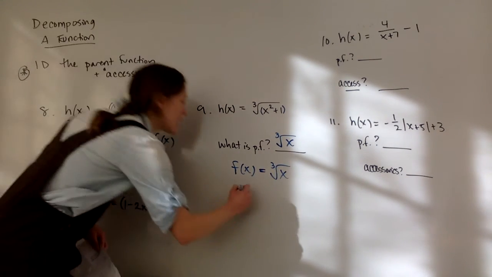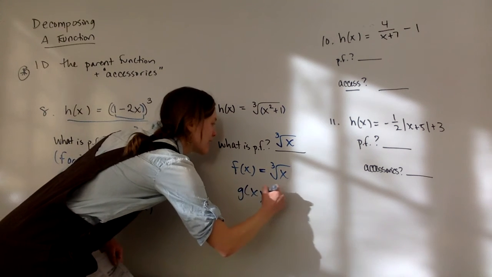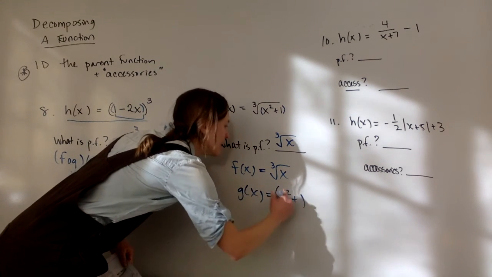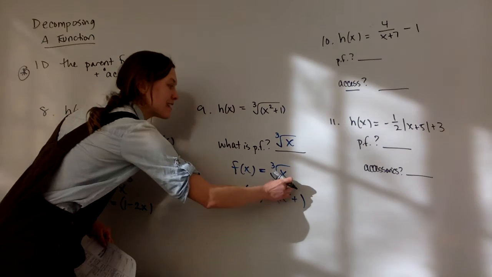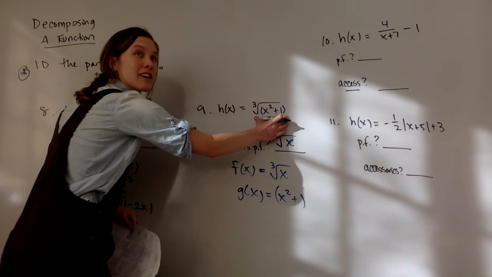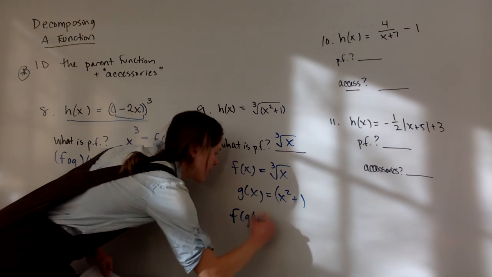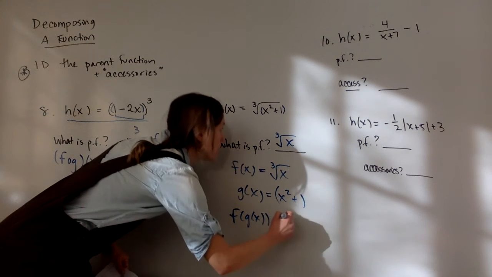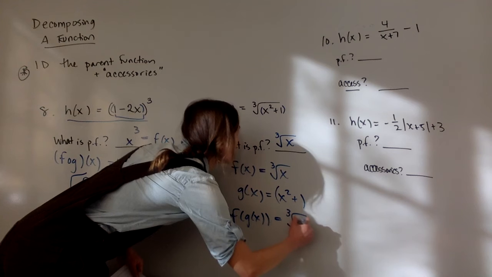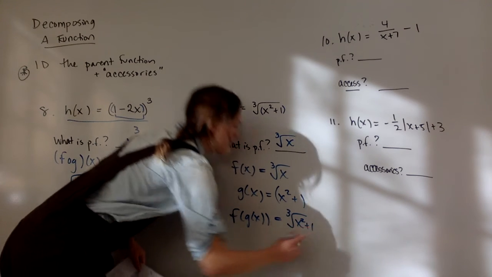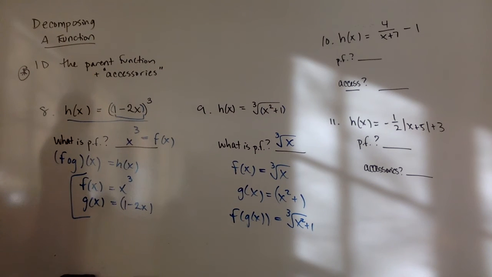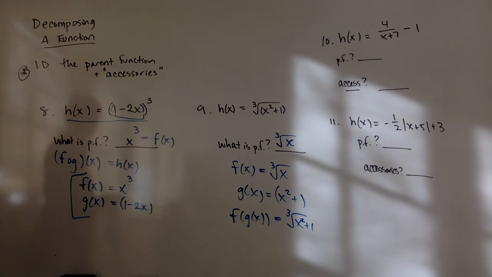And then when I plug g of x, x squared plus 1, into this parent function, I get to here. So f of g of x will equal the cube root of x squared plus 1. Kind of crazy.